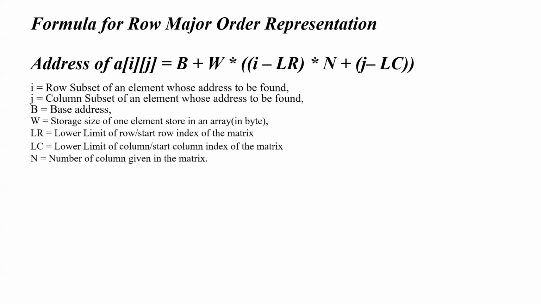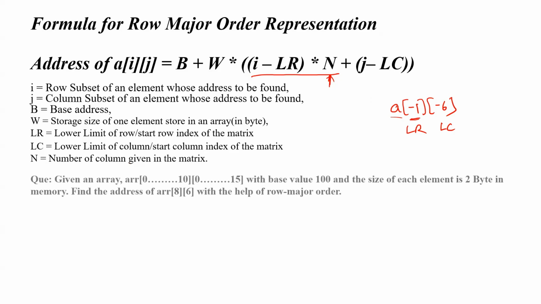LC is the lower limit of the column. For example, if the array is starting from -1, -6, then in this case the LR value and LC value will be -1 and -6. So this is the starting element, we can say. In this case, N is the number of columns given in the matrix. By this term, we will multiply this value of N, which is the number of columns. So let's discuss one example by which we can understand what these values represent.